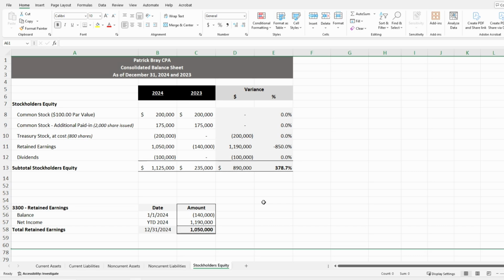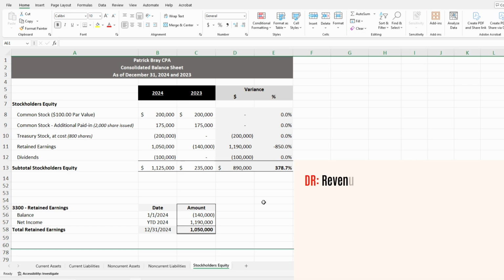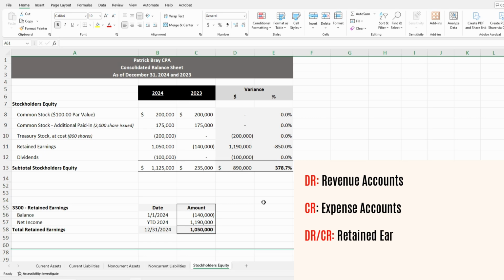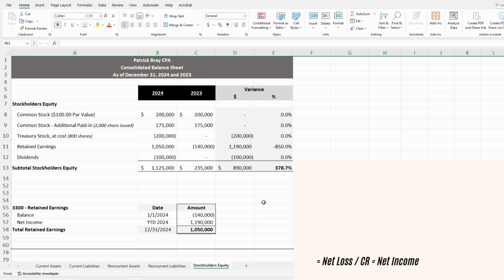Staying on that topic, when you close out the income statement, you run your year-end procedures, and it's going to close all your income statement accounts. It's going to debit the revenues, it's going to credit the expenses, and the other side of that entry, which ultimately is net income, is going to be retained earnings. That's $3,300.